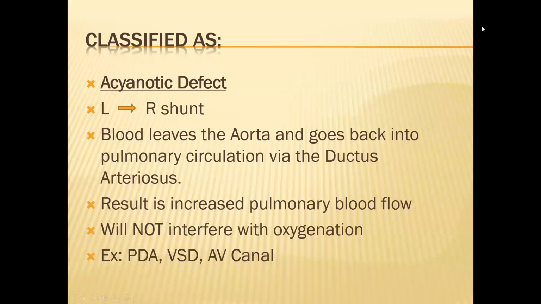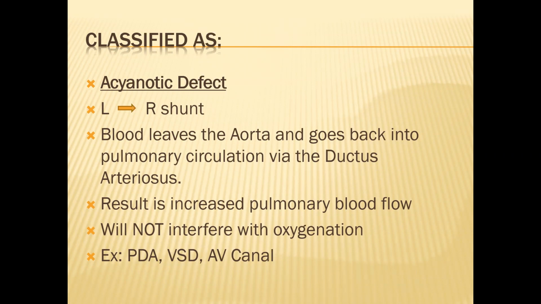When we're going through the defects, we're going to put the defects into a category, and we're going to call them either an acyanotic defect, where the defect does not lead to cyanosis or deoxygenated blood, versus a cyanotic defect, where there's shunting going on, a right to left shunt going on, and deoxygenated blood is getting into the aorta. So those are our two categories.